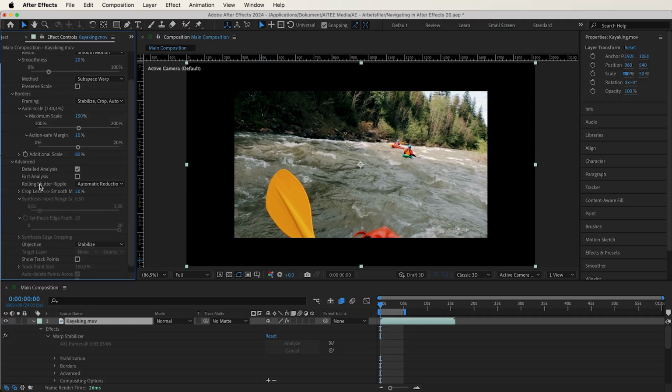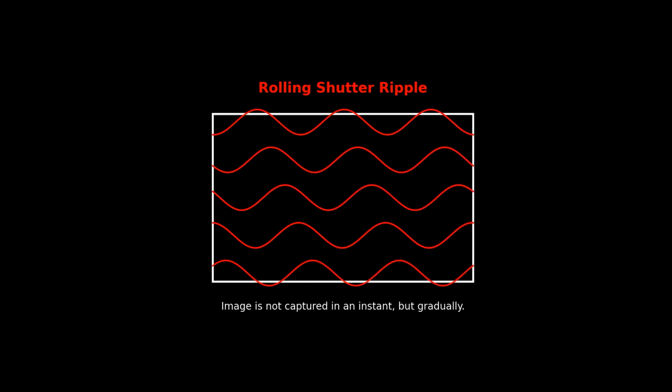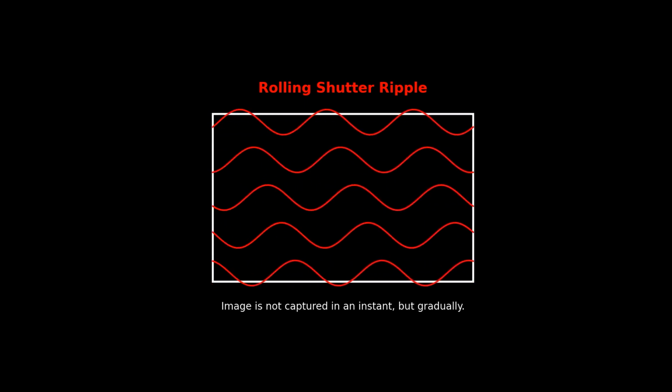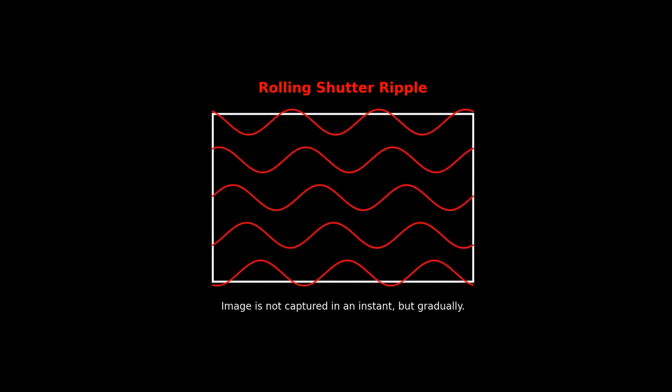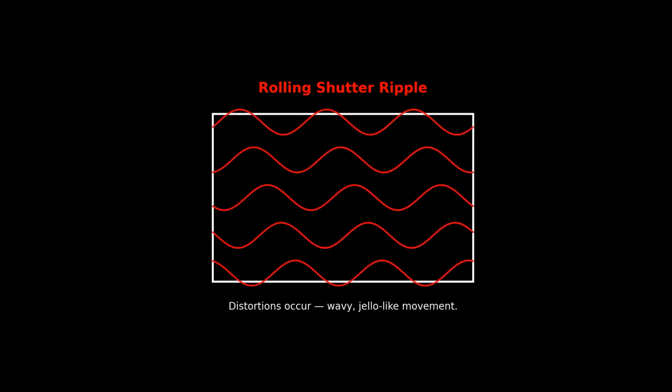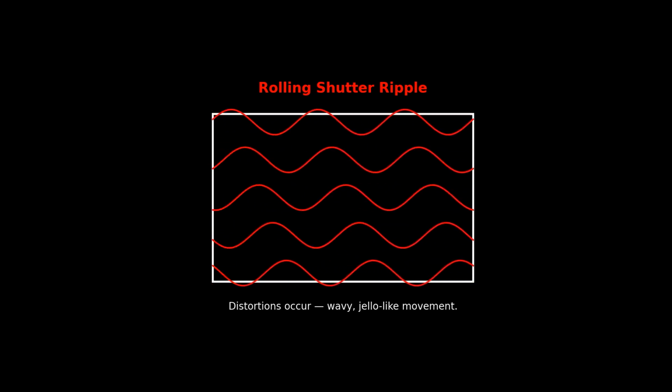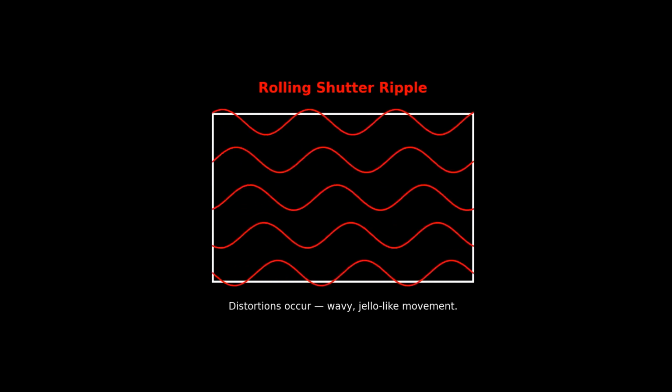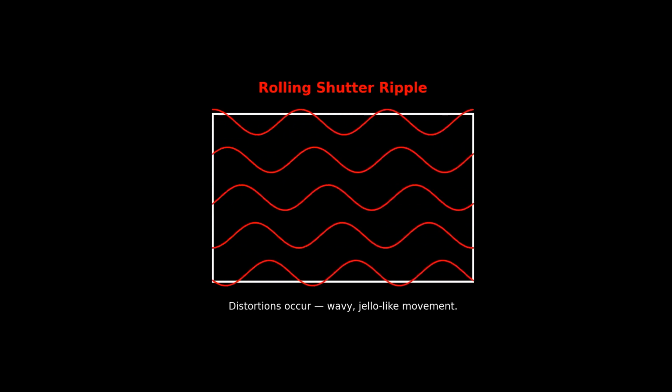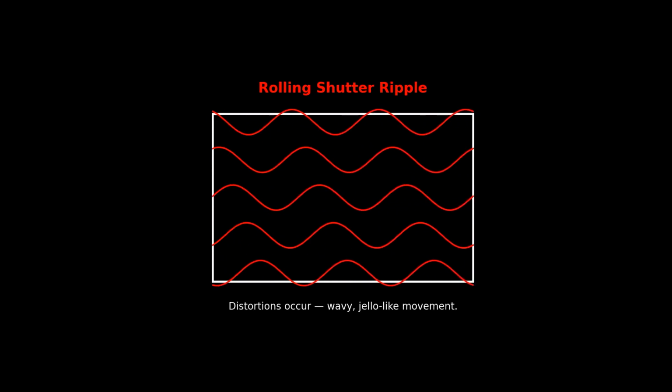Rolling shutter ripple, which has an automatic reduction and an enhanced reduction. A rolling shutter ripple is when a whole image is not captured in an instant, instead just a quick gradual part. But if there's movement at the same time, distortions or ripples like wavy jello-like movements might occur. So whenever you have footage that contains these large ripples, then you can try to use the enhanced reduction to better remove these ones.